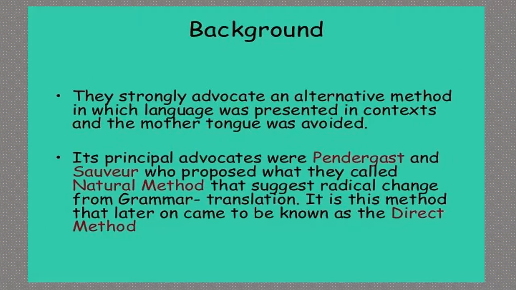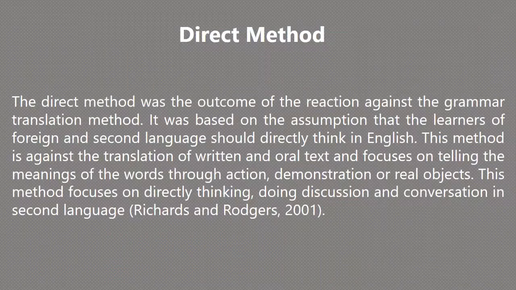They strongly advocated an alternative method in which language was presented in context and the mother tongue was avoided. Its principal advocates were Pendergast and Sevier, who proposed what they called the natural method, that suggests a radical change from grammar translation. It is this method that later on came to be known as the direct method.